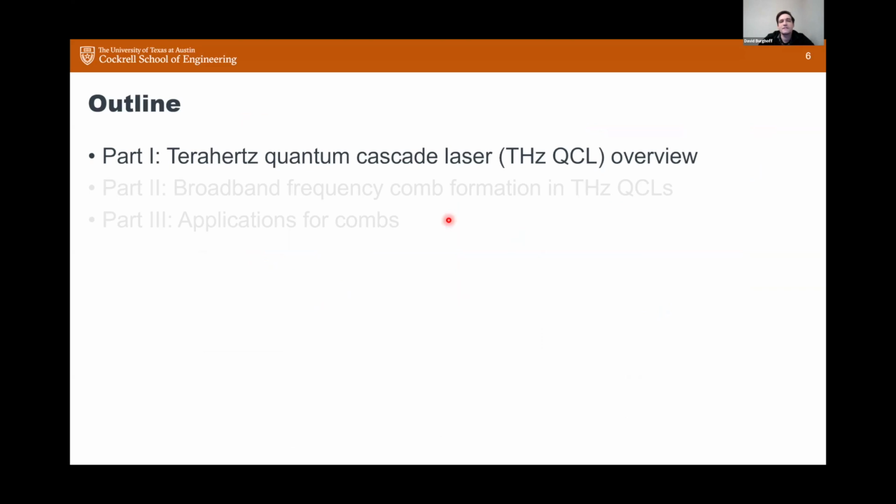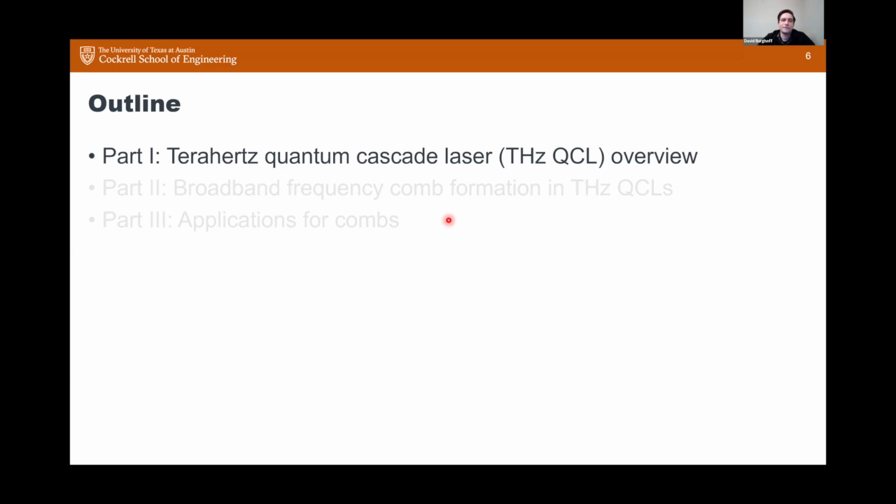So here's the outline for today's lecture. The first part of my talk is going to be a very broad overview of terahertz quantum cascade lasers. If you're an expert in the area, then you've probably seen many of these things before. Otherwise, I'll try to keep things at a big picture view. Of course, I'll be skipping over a lot of material, and a lot of the material I'll be discussing in this area is several years old at this point.